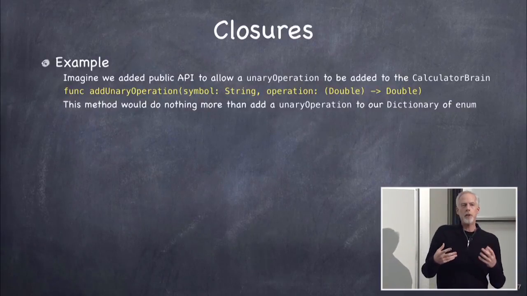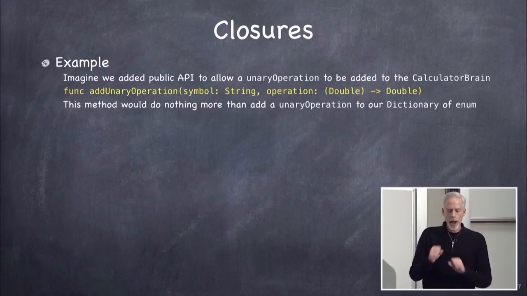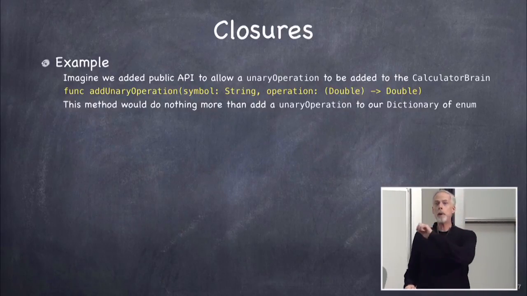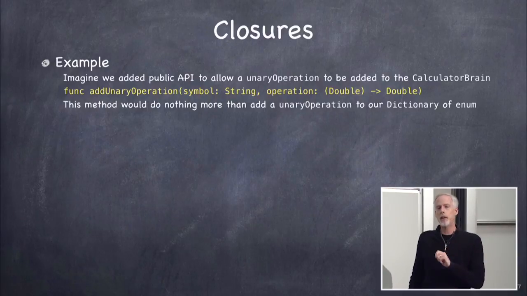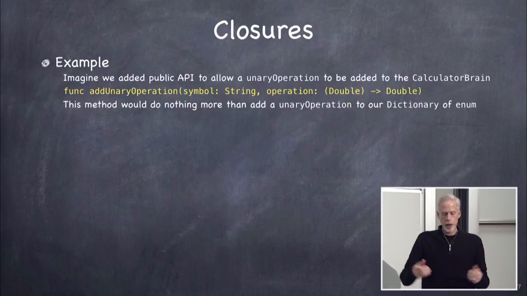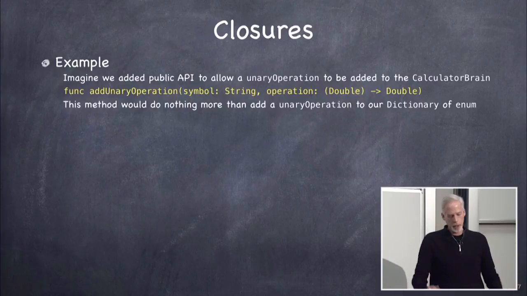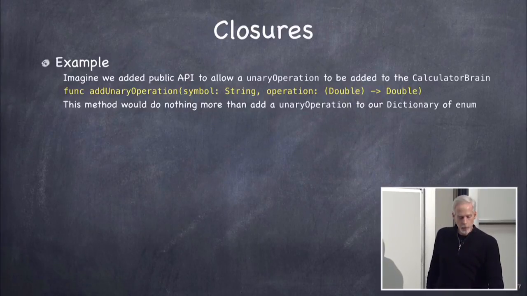Let's say I added a new method to my calculator brain called add unary operation, where I allow people to add new operations to my operations table. Right now we don't allow that because it's all private. But let's say I had a public method, add unary operation. You could add a new operation. Wouldn't that be cool? Yeah, that would be cool.